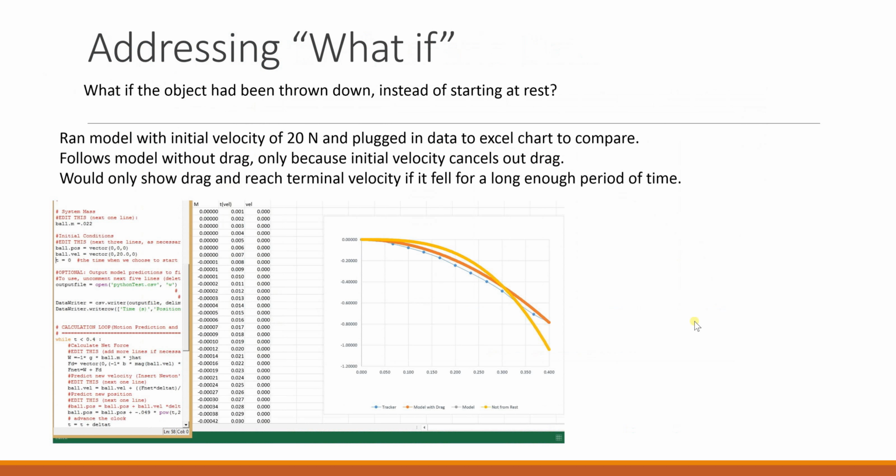So the what-if question was, what if I would have thrown my object down instead of starting it at rest? So I made a computational model of starting the object with a force of 20 newtons in the y direction. And as you see here, this scenario actually follows the computational model without drag. This is mostly because the 20 newtons cancels out the drag force. If it would have fallen for a longer period of time, the drag force would have diminished the 20 newtons, and it would eventually reach terminal velocity.